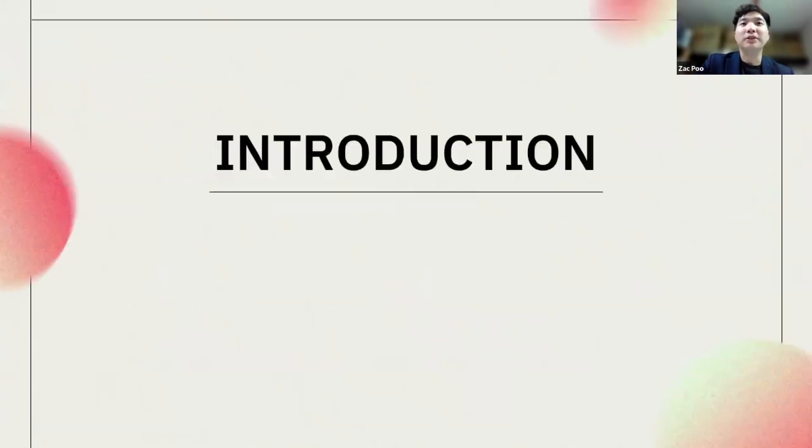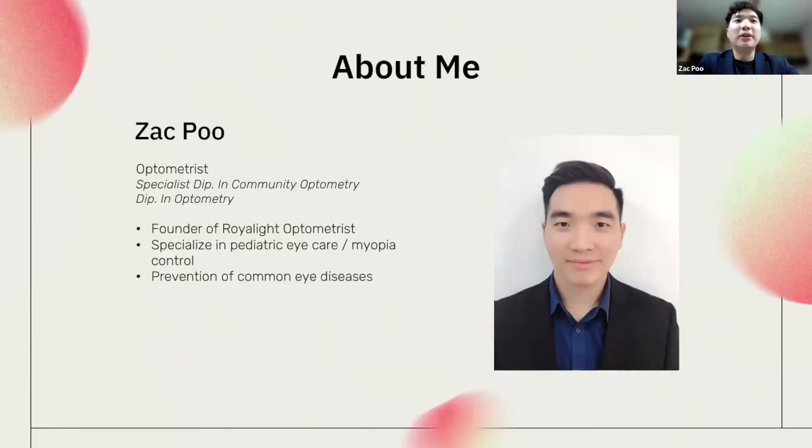So let me introduce myself first. So I'm Zac. I'm an optometrist, and I have a specialist diploma in community optometry, which specializes in mainly managing the common eye diseases that most people will have. So not all eye diseases have to be seen by the ophthalmologist, which is known as the eye doctor, because some of them can be managed by optometrists first. Before, let's say, any serious case, then you have to be referred. So then you can save the cost and also save the waiting time when you're in the eye hospital.